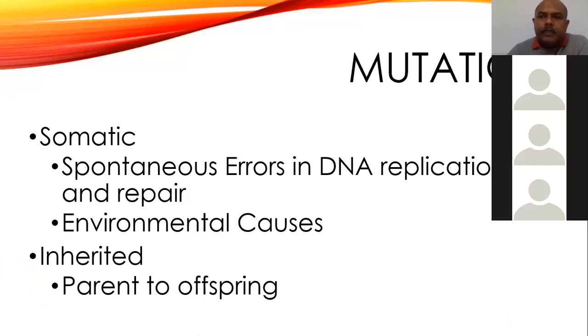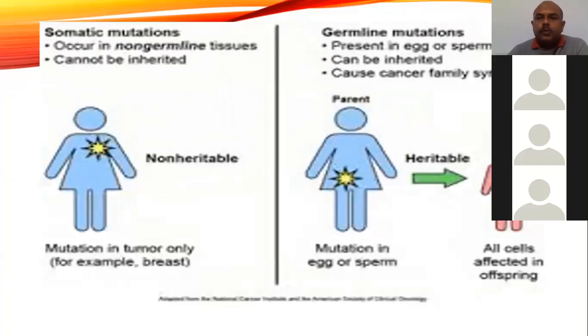Coming back to our topic, mutations can be of 2 types, the somatic mutation and the inherited mutation. Somatic mutation occurs from spontaneous errors in the DNA replication. We'll see that in the next slides, and it can also be caused by environmental changes. Inherited mutations are transmitted from parent to child. So this picture shows it all.